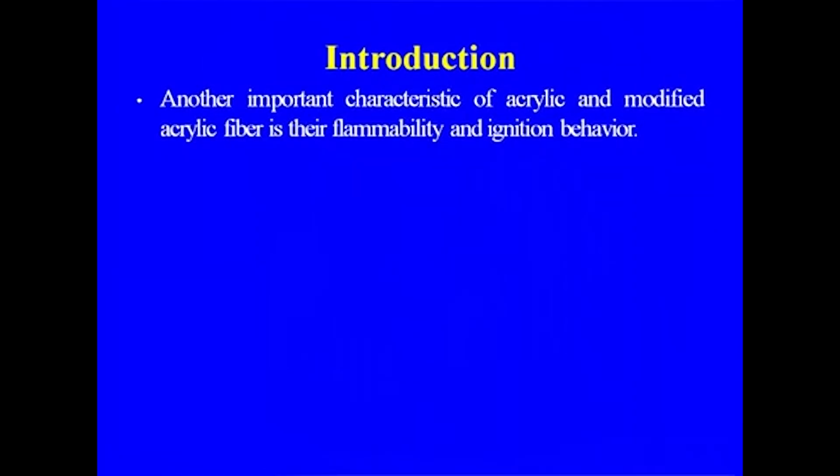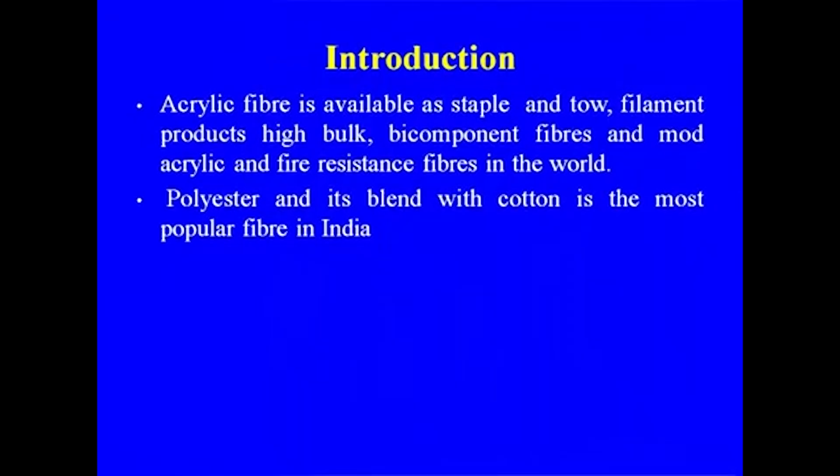material made from the acrylic fiber is also easier to wash, because the water drainage is fast. Another important characteristic of acrylic and modified acrylic fiber is their flammability and ignition behavior, because these are the two other important aspects in the case of the modified acrylic fiber. That is because vinyl chloride and vinylidene chloride have been incorporated as monomers while making the modified acrylic fiber. Acrylic fiber is available as staple and tow filament products, high bulk, bicomponent fibers, and modified acrylic and fire resistance fibers in the world.